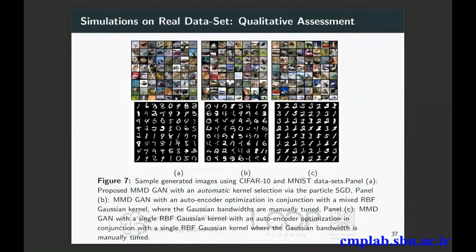In figure B and figure C, I use MMD GANs, but I optimize the kernel using cross-validation. What it means is that I have a validation set, and I can tune the parameters of the kernel and see its performance on the validation data set. In figure A, I'm showing you the result using the kernel optimization approach that I discussed in this paper.